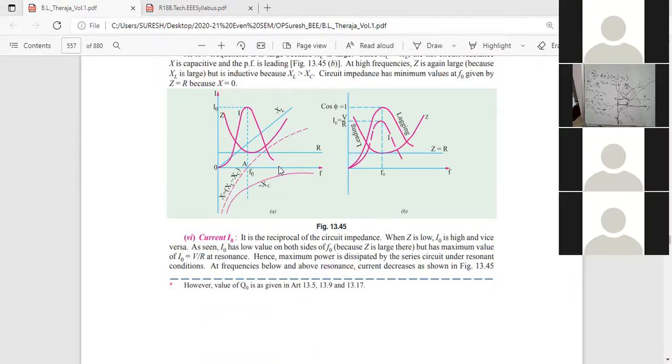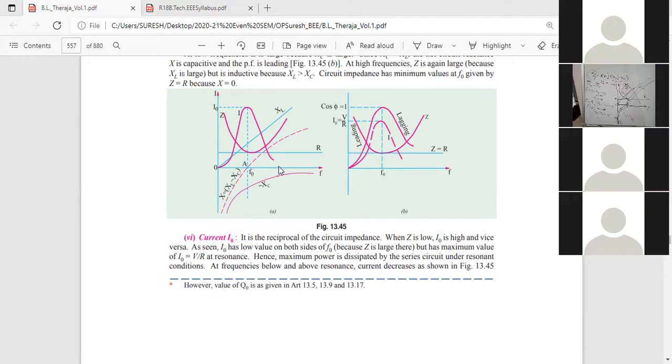In the exam, you have to write all these curves, then only they will give 5 marks. Drawing the resonant curves is a compulsory question in the university exam. They won't just ask for the curves; they will say explain resonance. Then you have to draw the RLC circuit, write the condition for resonance, XL is equal to XC, and derive f0. f0 is equal to 1 by 2 pi root LC. Then we have to draw all these curves.